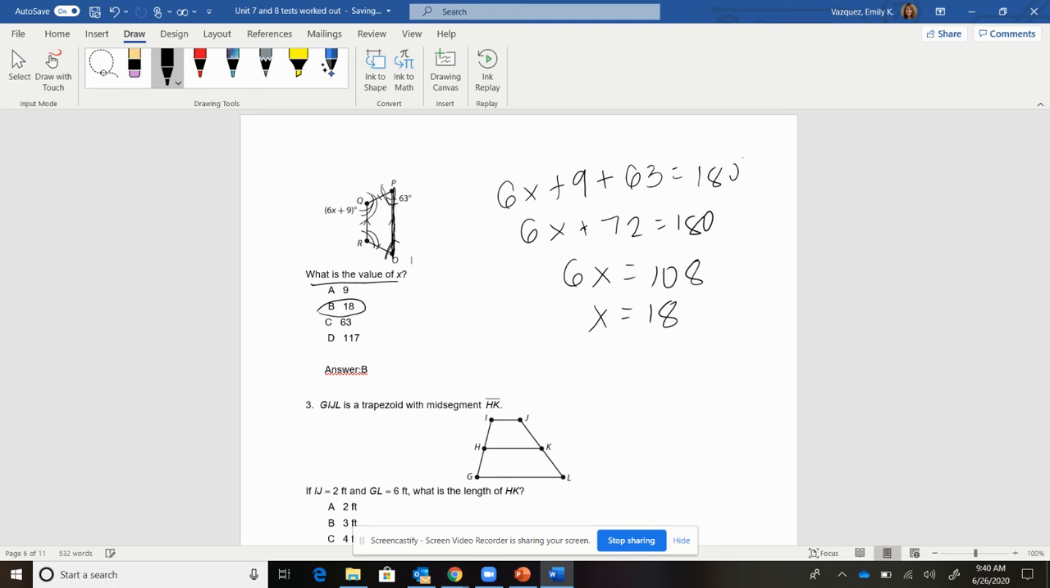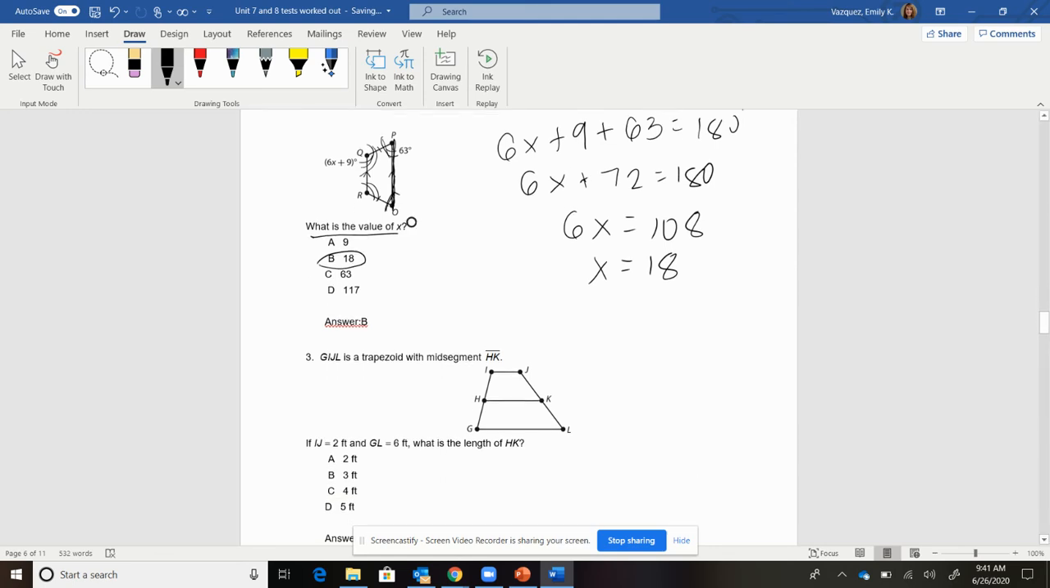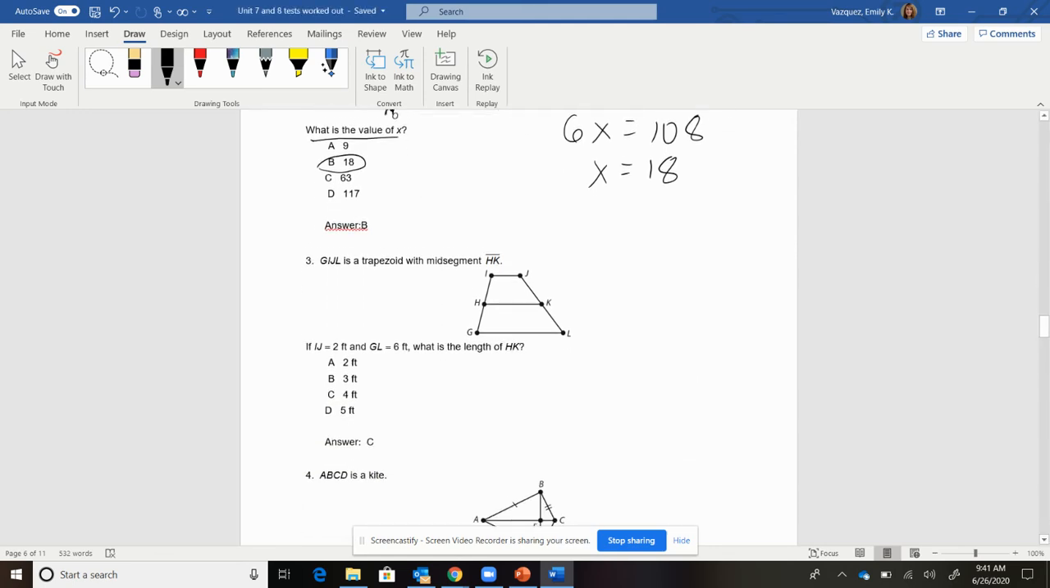So just be careful and make sure you understand what a base angle is. Base angles are the ones that share the same parallel line.